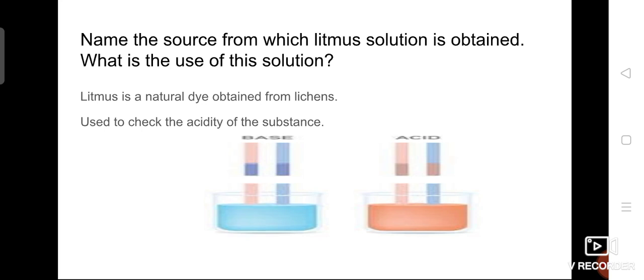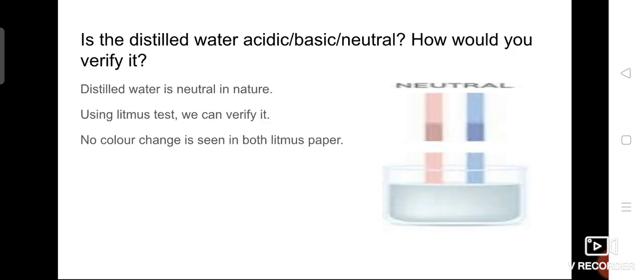So here two different solutions are given and we have used two papers also. In the first one, we change red litmus blue, that is base. If blue litmus turns red, that is acid in nature.